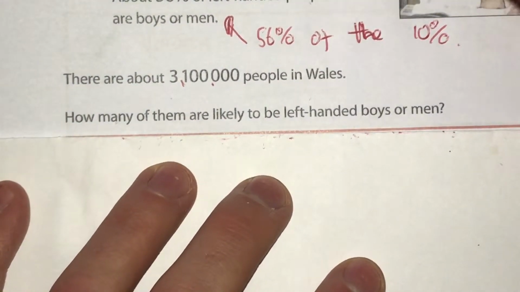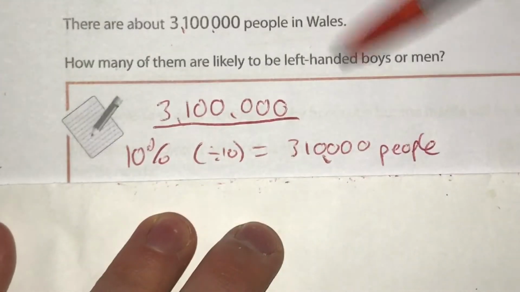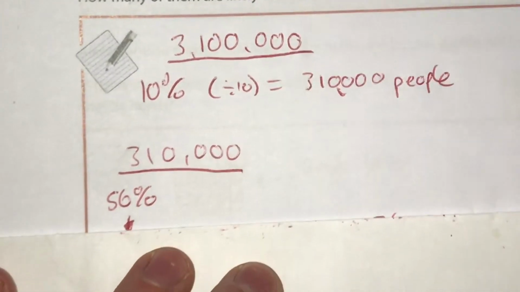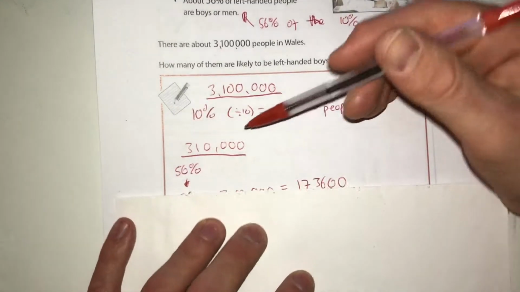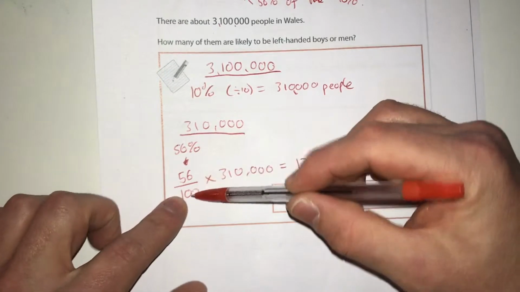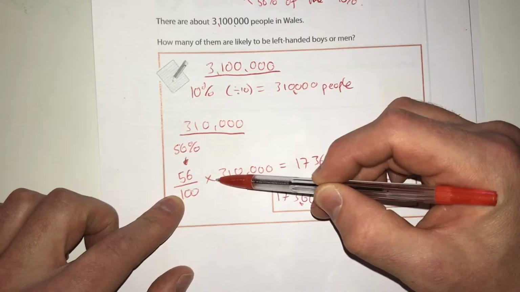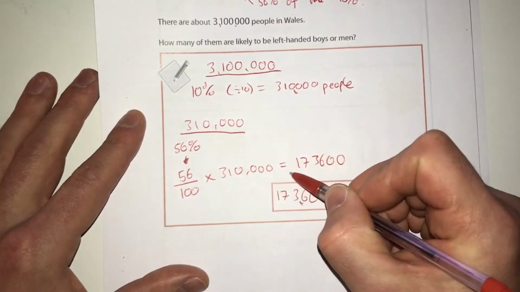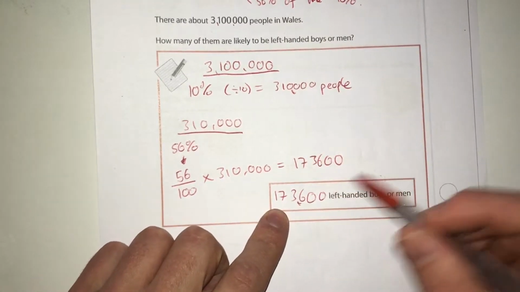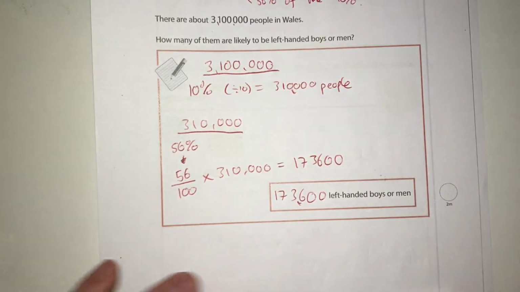Well, you're going to start by finding 10%, so you get 1 mark for that. Divide by 10, that's going to be 310,000. But then you've got to find 56% of that. So a few different ways you could find 56%, but because you've got a calculator, what I've done is I've just written 56 over 100, because it's the same as 56%. Then I'm going to times that by 310,000, not 3,100,000, which gives me a final answer of 173,600. So 1 mark for finding 10%, your other mark for the final answer.